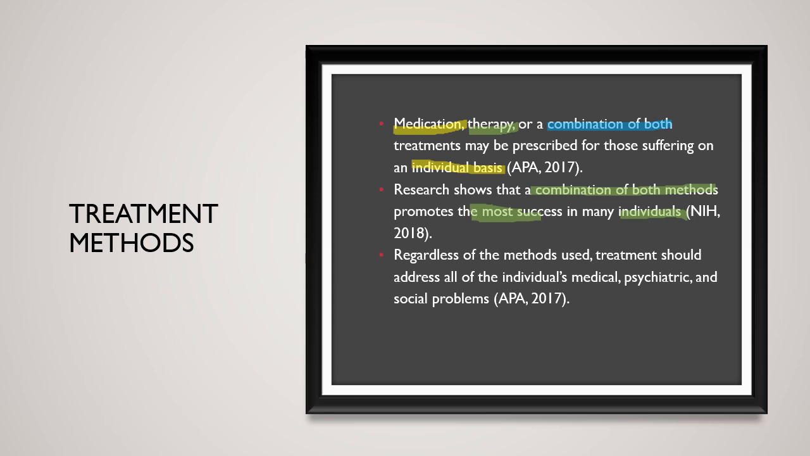And regardless of the methods used, whether it's medication or therapy, treatment should address all of the individual's medical, psychiatric, and social problems. So these are very important aspects of the individual's recovery: medical, psychiatric, and social problems. So we can see here how medication and therapy, the combination of the two, would work together to address all three of these aspects of the individual's disorder.